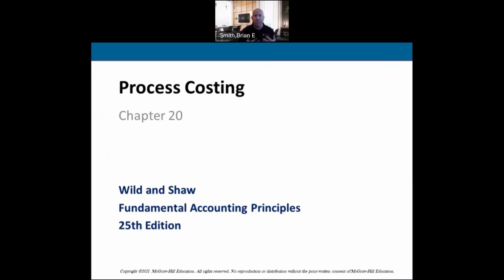Not that they're the same. It's just that you're either one or the other in most respects. So we're going to look at the side of process costing now, as opposed to what we've been looking at from Chapter 19 with job order costing.